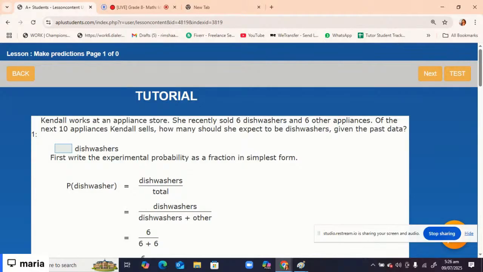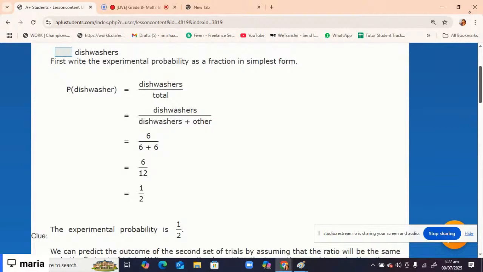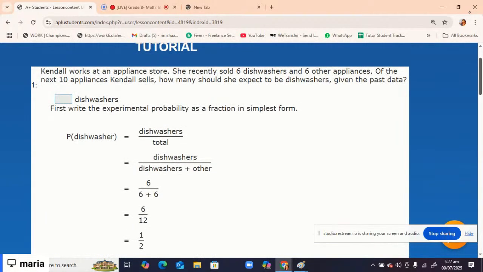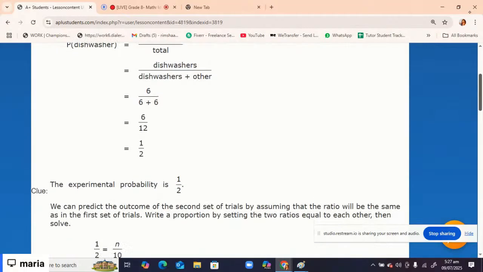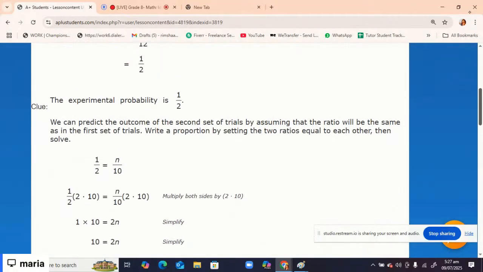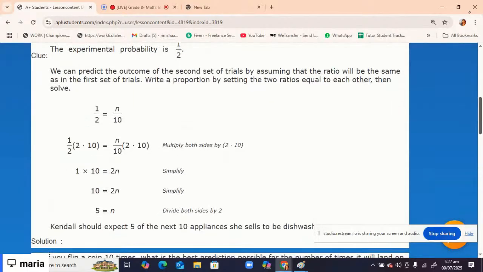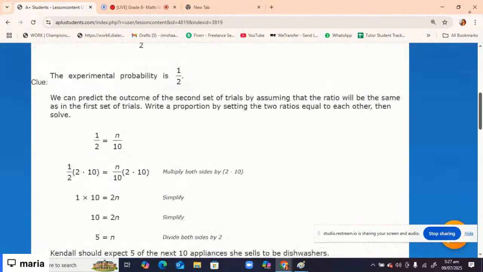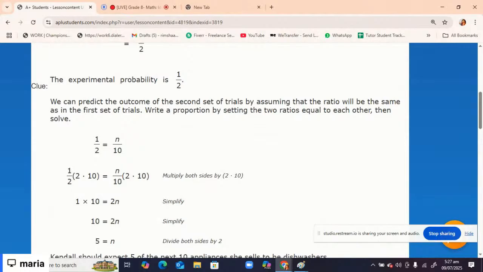Okay, so how many dishwashers? These are basically 6 dishwashers. How many total? They are saying 6 other appliances, and of the next 10 appliances Kendall sells. So it means that this is 6 dishwashers and 6 others. So that is 12. 6 by 12. So the experimental probability is 1 by 2. Now when we find the experimental probability, basically we predict the outcomes of a second set of trials.